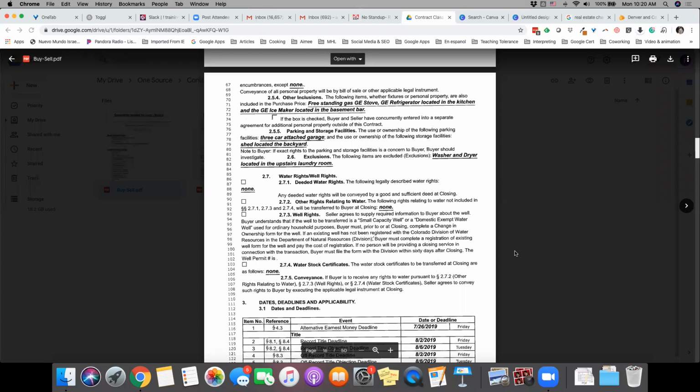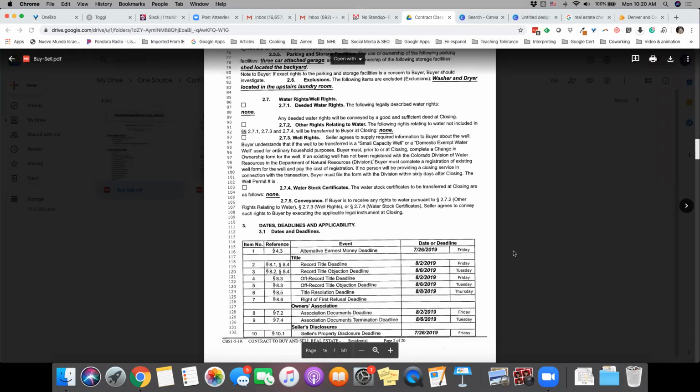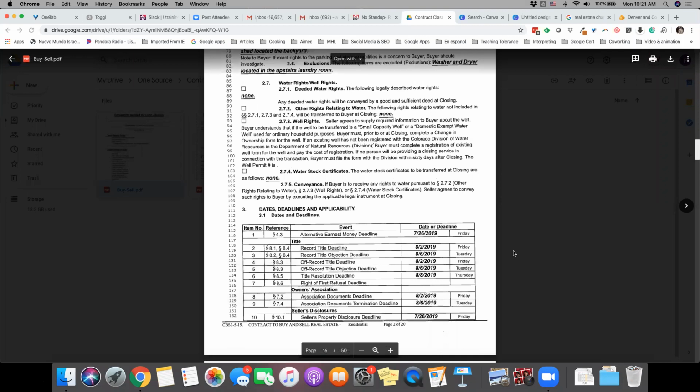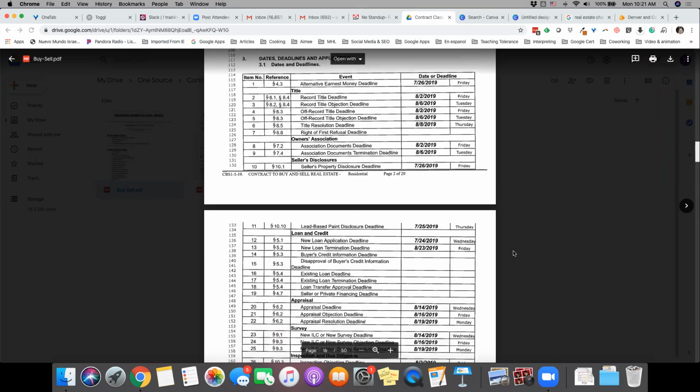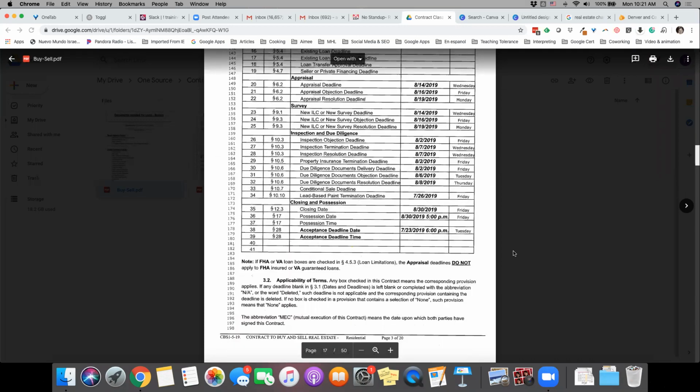2.7 are water rights. Most of the time, you're not going to have anything, so you put the word none. Do not, under any circumstances, put NAs. At this point, you want to be sure you read the paragraph and put none, all the way down. Now we're at dates and deadlines, which we will do next Monday. So let's skip down to paragraph 4.